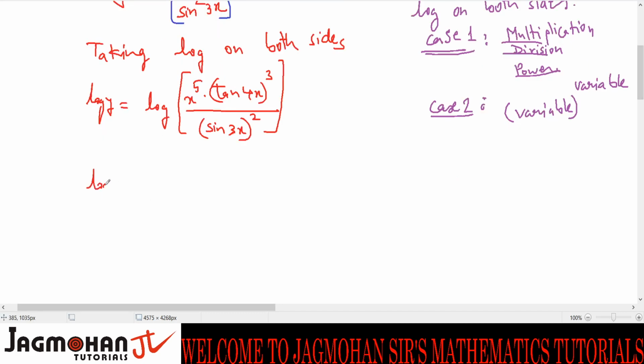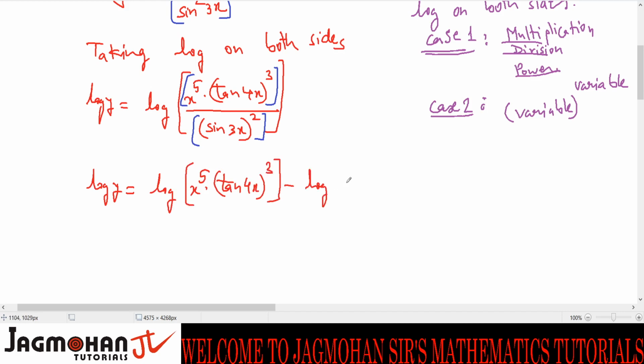So you have log of y equals, this is log of m upon n. This is m, this is n. What would it be? It will be log of m minus log of n. So you have log of x raised to 5 tan of 4x the whole cube minus log of sine of 3x the whole square. This is what you will get.